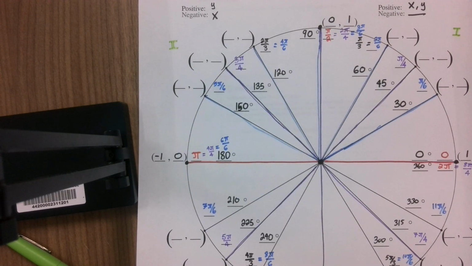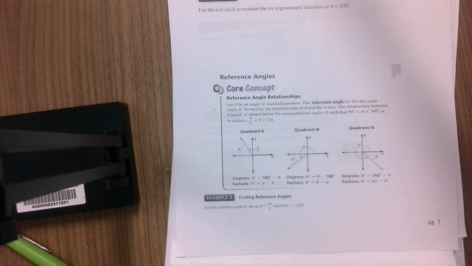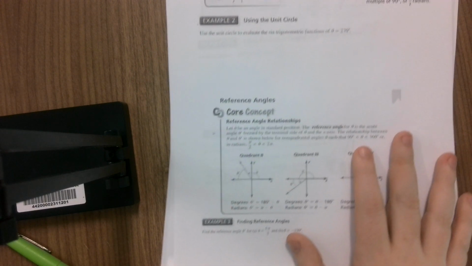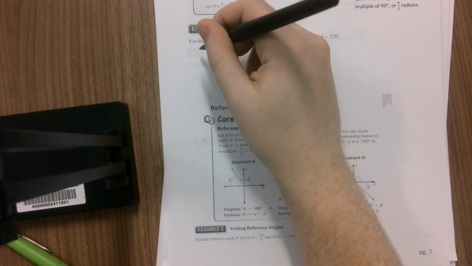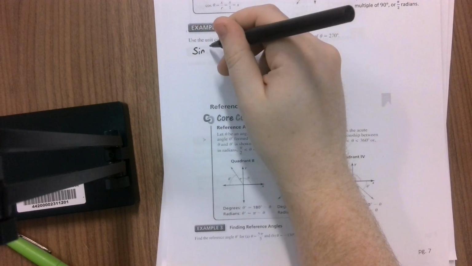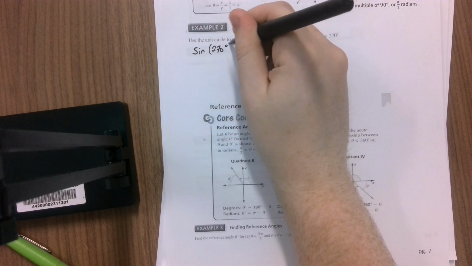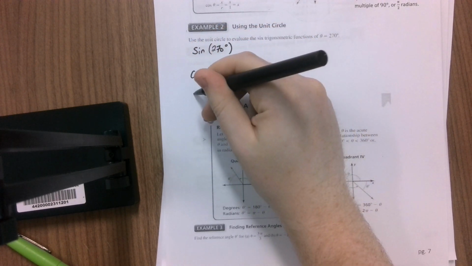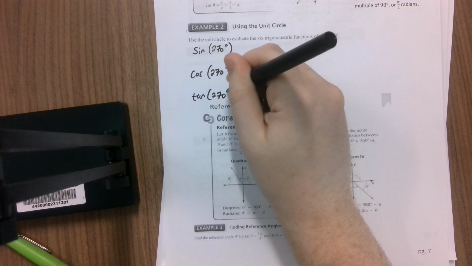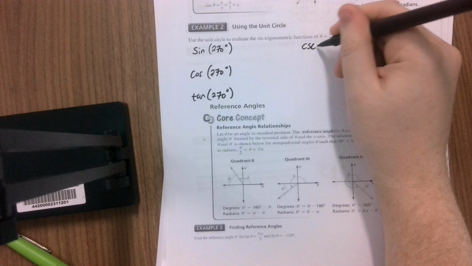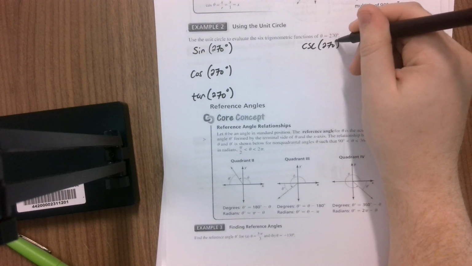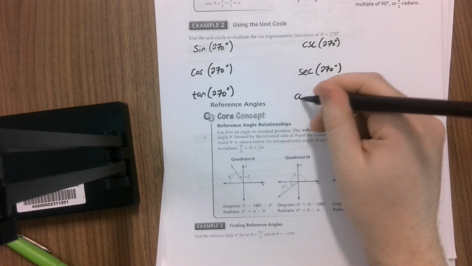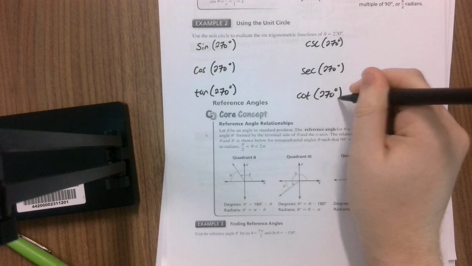Let's see if we can find a measure of a quadrantal angle. We're asked to use the unit circle to evaluate the following functions: the sine of 270, the cosine of 270, the tangent of 270, the cosecant of 270, the secant of 270, and the cotangent of 270. Cool!